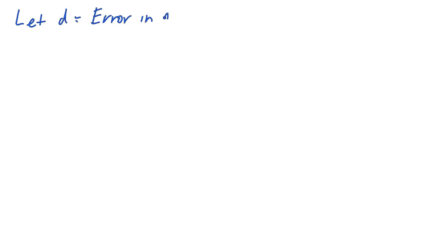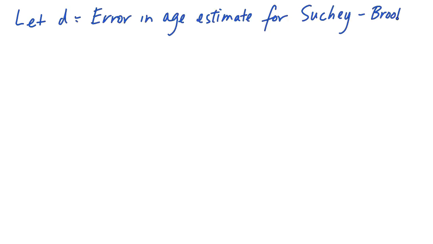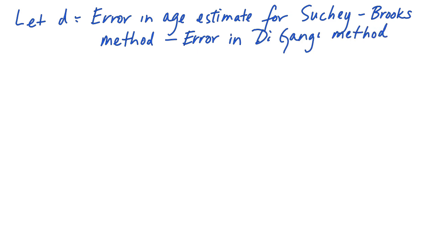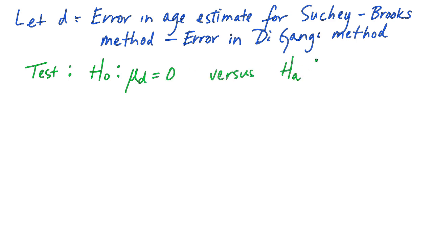Let's call the difference between the error in age estimation between the Saatchi-Brooks and Degonghi methods D. To test whether the mean error in age estimation differs between these two methods, we'll specify our null hypothesis that there is no difference, or that mu d, the mean of the differences, is 0. And we'll test that against the two-sided alternative of some difference between the mean of the methods, so the mean of the difference is not 0.